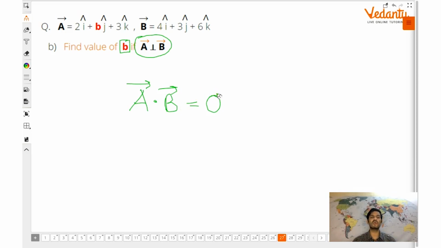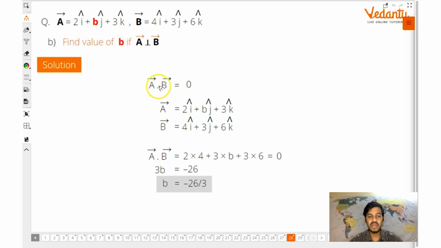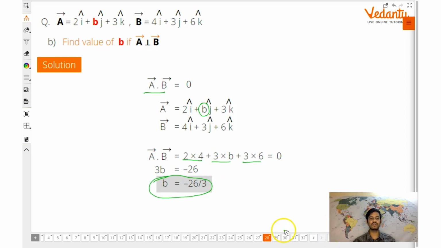चलो guys, इसके आगे बहुत easily you can solve. फटाफट. A dot B is supposed to be 0, so just let it be small b, and find the value of dot product. 4 into 2 plus 3 into b plus 6 into 3 should be equal to 0. So the final value of b will be minus 26 by 3. आ रहा है guys? क्लियर हो रहा है सभी को?